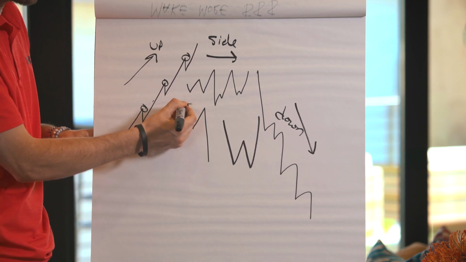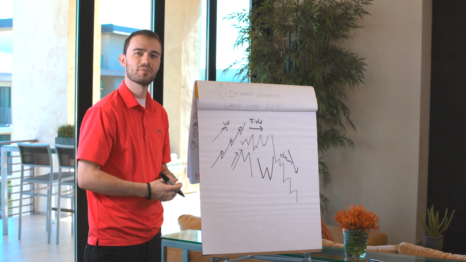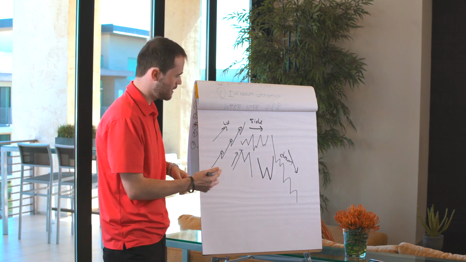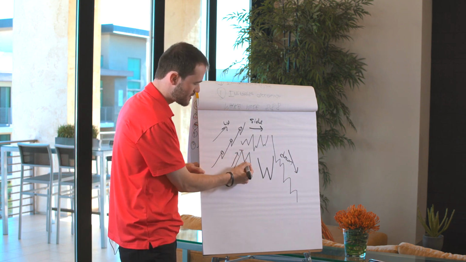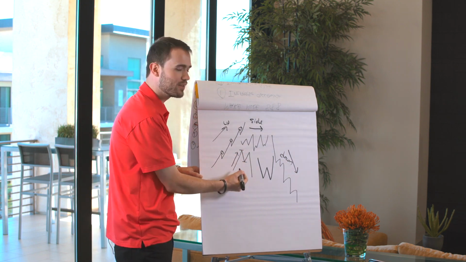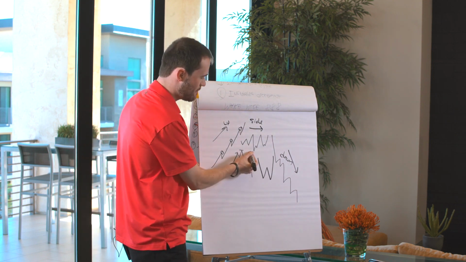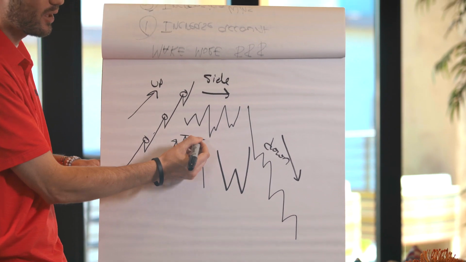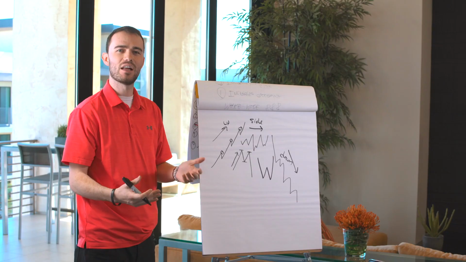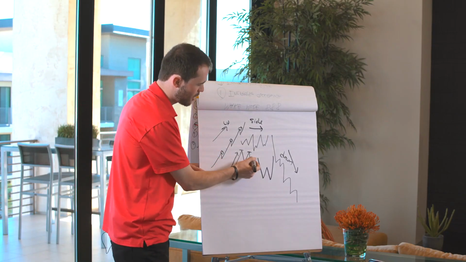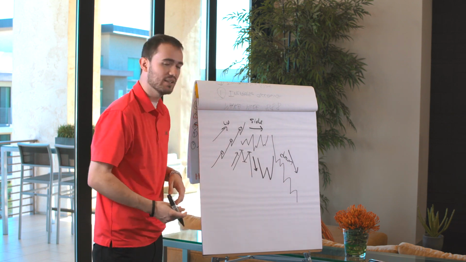When it gets to this point, what do you think happens? Sellers come in the market. The market drops. When it gets to this point, what do you think happens? Buyers take over again, and the market goes up. And the same when it gets to this point again, what do you think happens? Sellers come back in the market, and the market drops back down again.